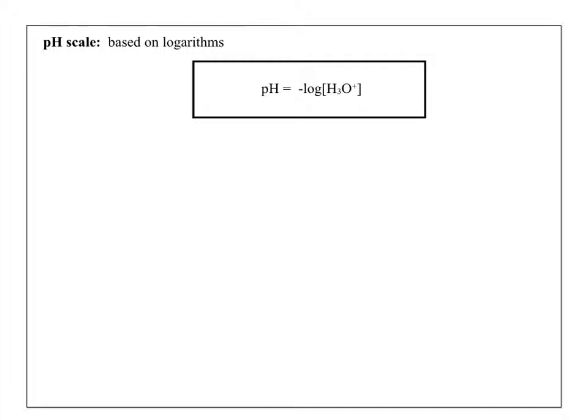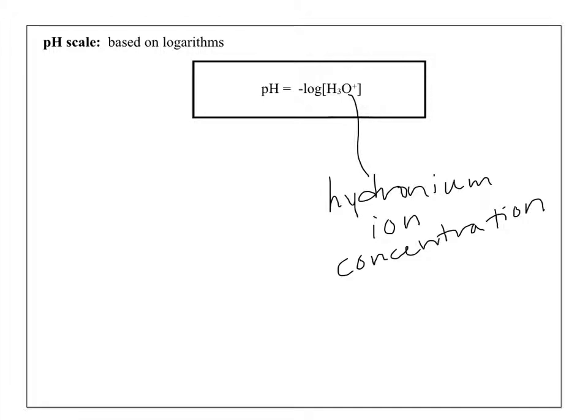We can actually calculate pH and come up with an answer that ranges from 0 to 14, the pH scale. How we do that is by taking the negative log of the hydronium ion concentration. That's what this is right here. So this whole thing right here. Because we are using logarithms, the higher the hydronium ion concentration, the lower the pH will be, and the lower the hydronium ion concentration, the higher the pH will be.